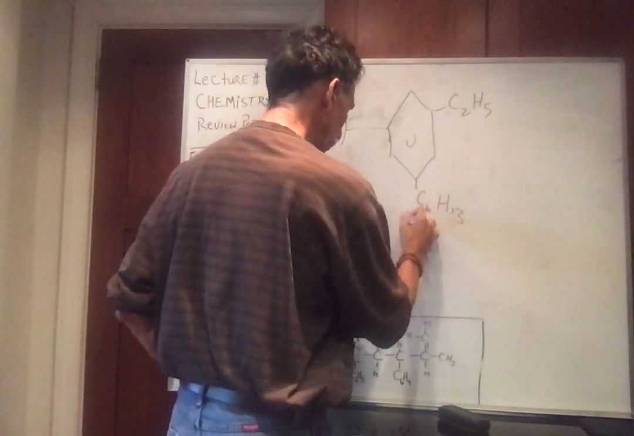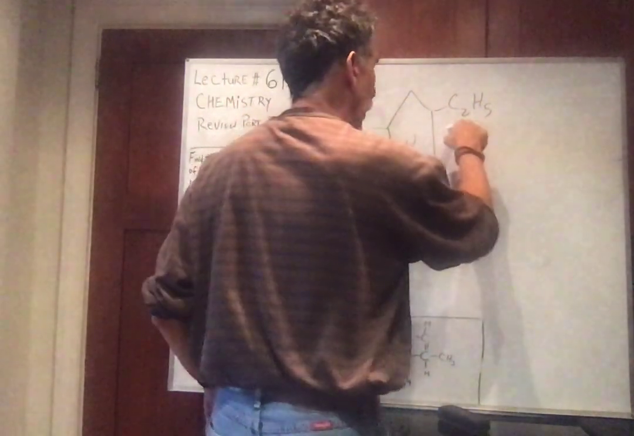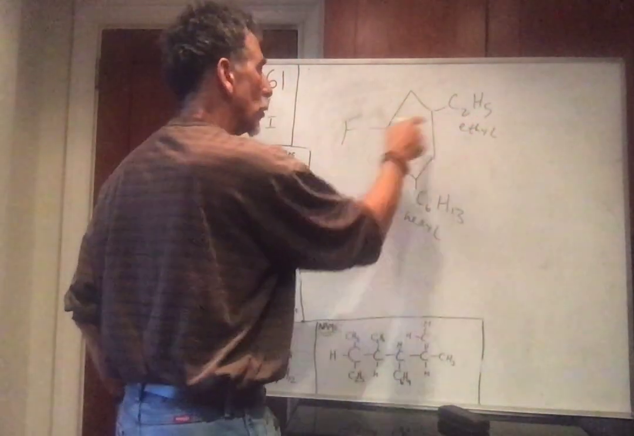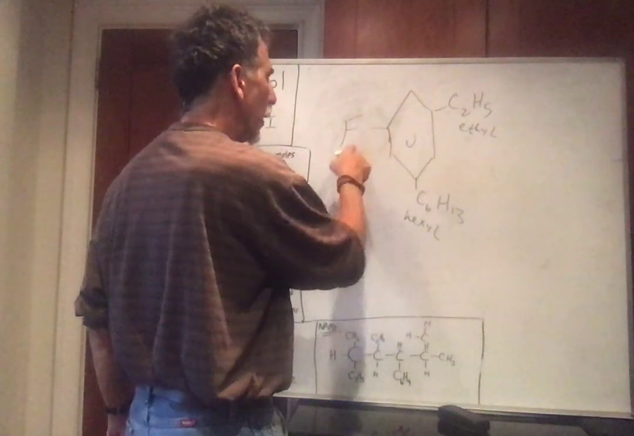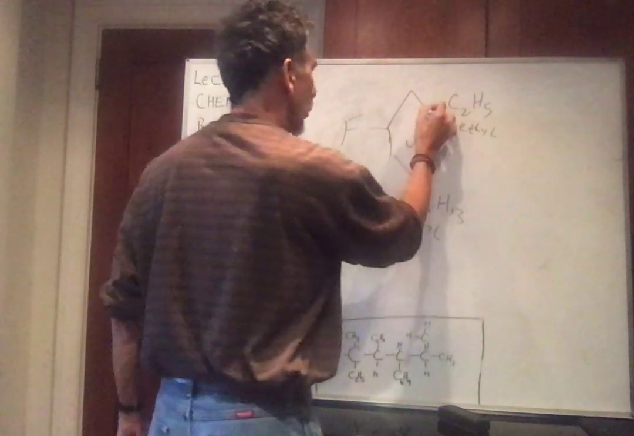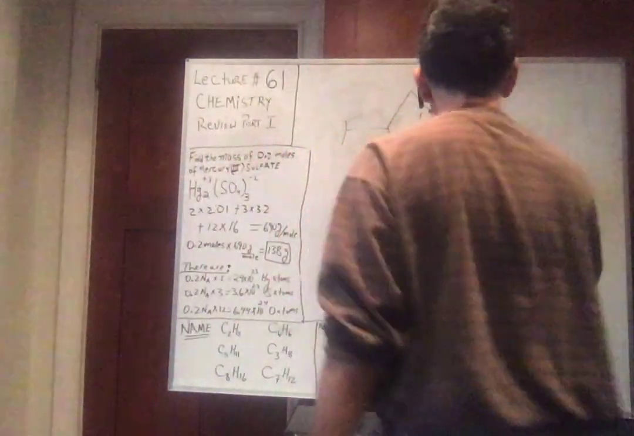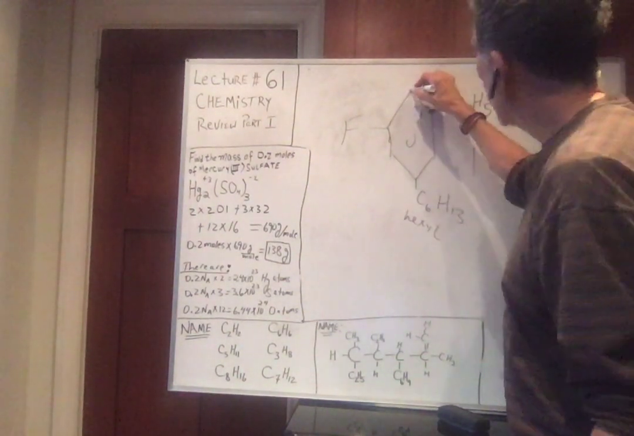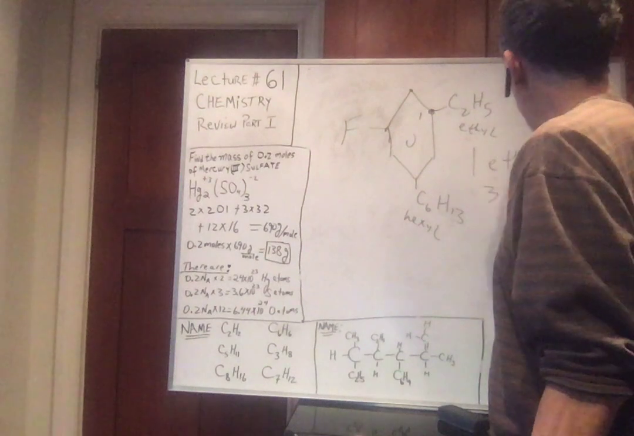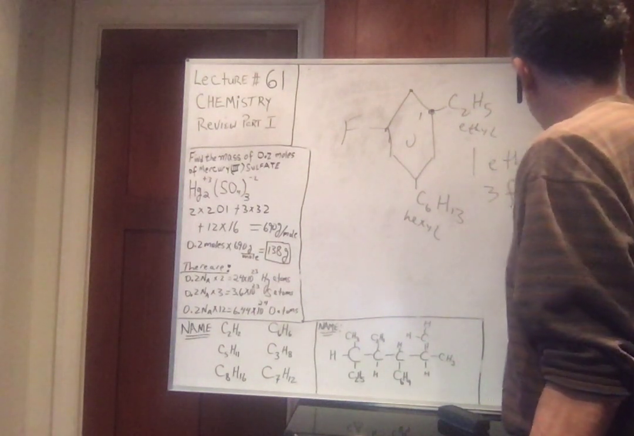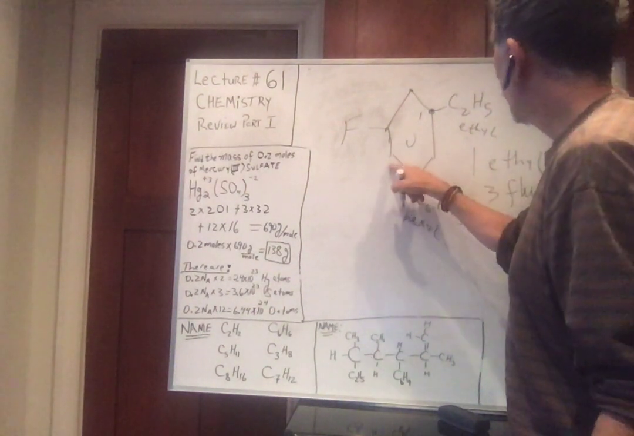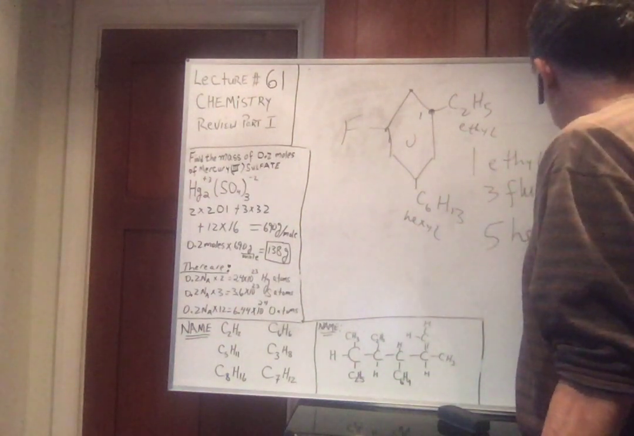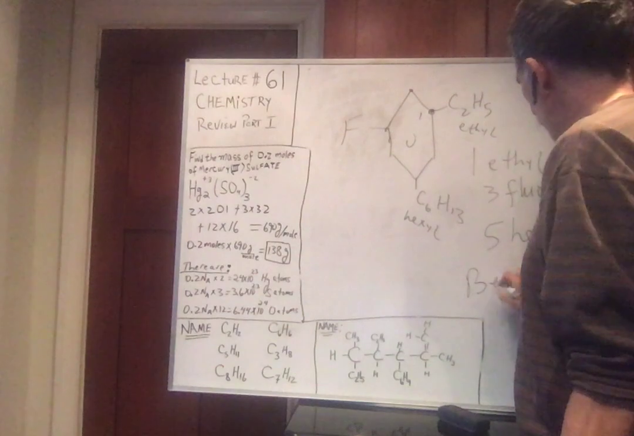C6H13 is what? Hexyl? Ethyl? Fluorine? So it looks like E comes before F, comes before H. So this would be on carbon 1. So this would be a 1 ethyl, 3 fluoro, 5 hexyl benzene.